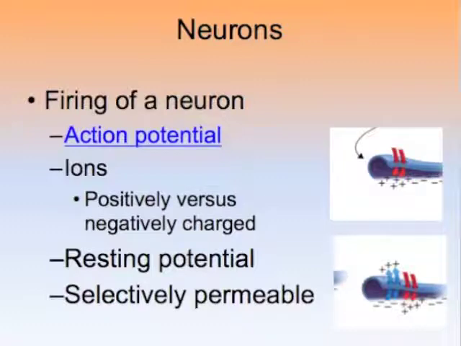Now, in a resting axon, the fluid on the inside of that axon has an excess of negatively charged ions, while the fluid on the outside of the axon has more positively charged ions. So positive outside, negative inside, the state is called the resting potential. Now the axon's surface is selectively permeable, meaning it is selective about what it allows to penetrate the surface, what it allows to come into the inside.